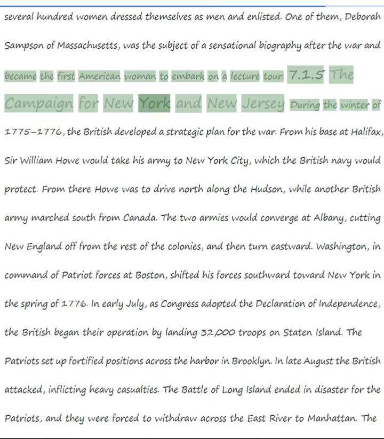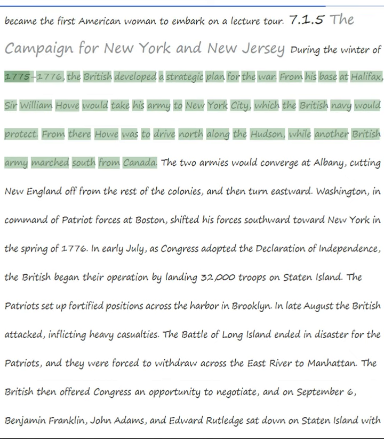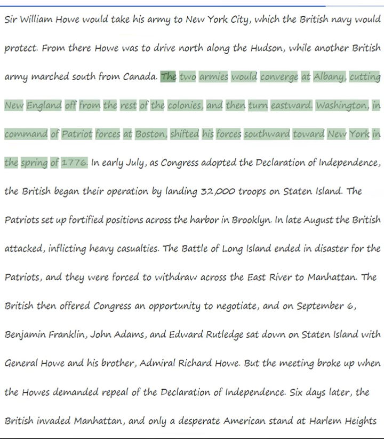7.1.5 The campaign for New York and New Jersey. During the winter of 1775-1776, the British developed a strategic plan for the war. From his base at Halifax, Sir William Howe would take his army to New York City, which the British Navy would protect. From there Howe was to drive north along the Hudson, while another British army marched south from Canada.